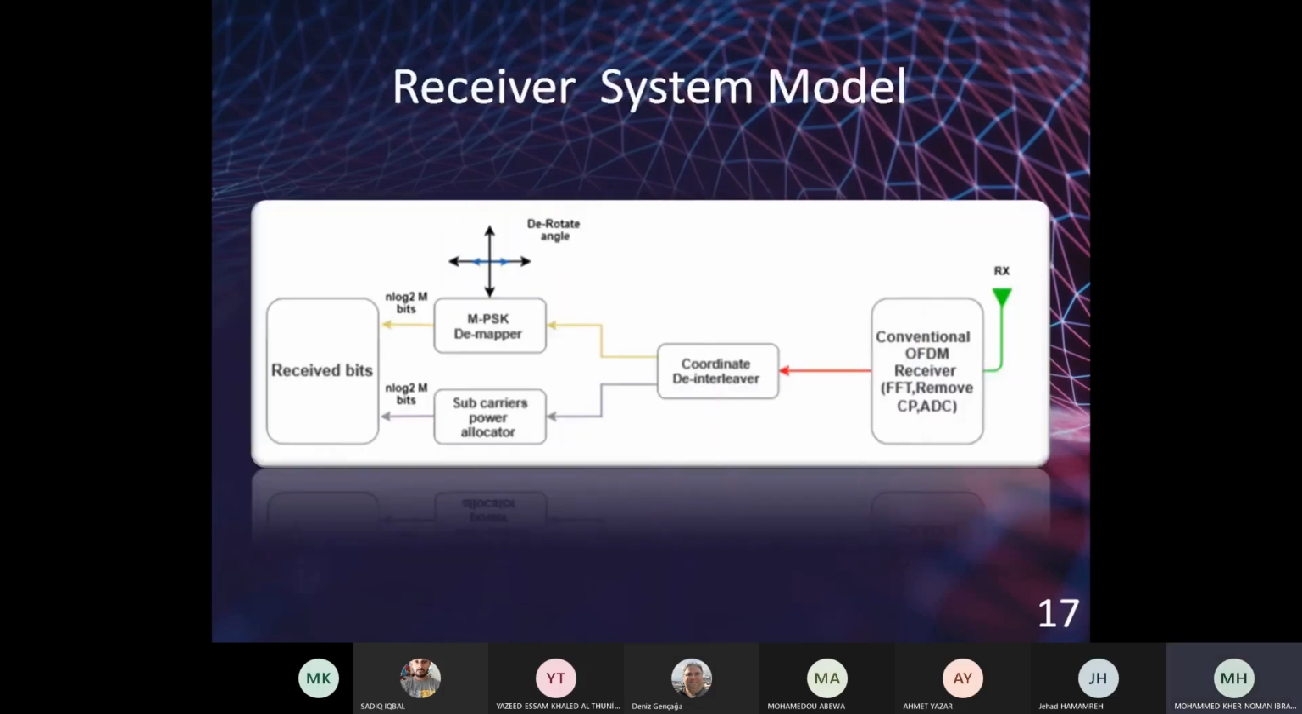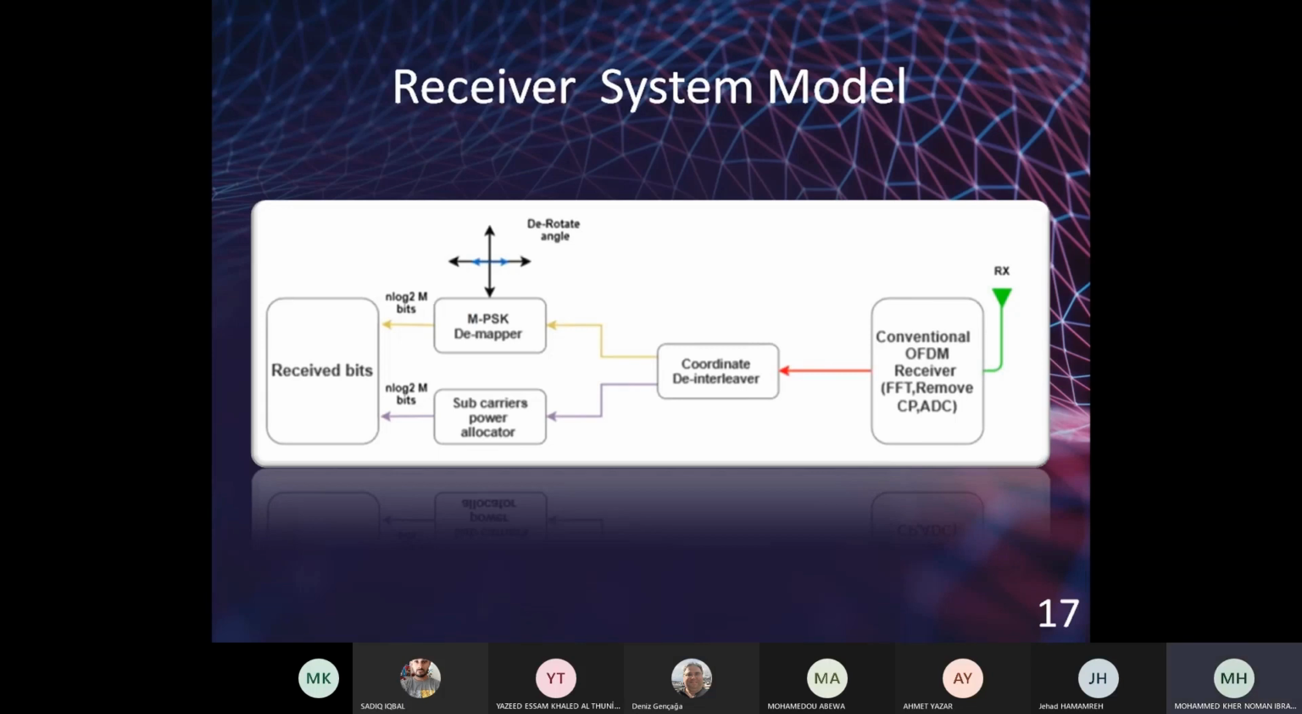Then we will go to the receiver system model. Here we know that the signals coming from the transmitter will have many problems due to the fading channel that carries them, due to multipath fading channels. In other words, we have Rayleigh fading effects and also normal AWGN, additive white Gaussian noise.